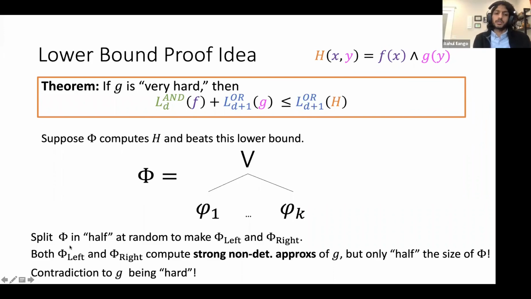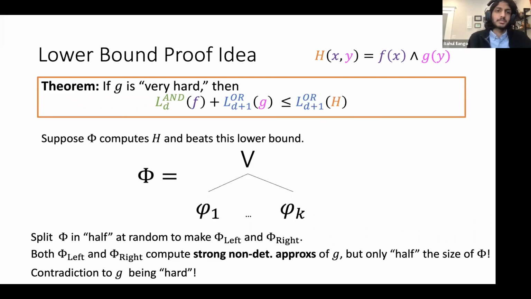Then we argue that both of these formulas compute a strong approximation to G, in particular a strong non-deterministic approximation of G, but these formulas are each small. That's roughly how the contradiction works. You take some formula that beats the lower bound, split it in half at random, look at the left side and the right side, both are computing G to an extent, and you get some contradiction.